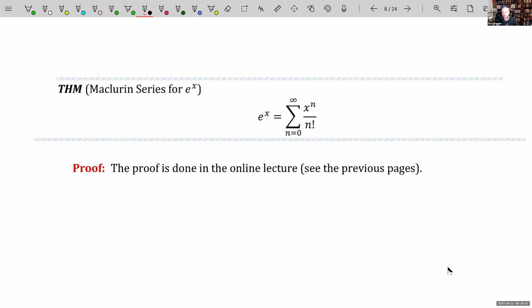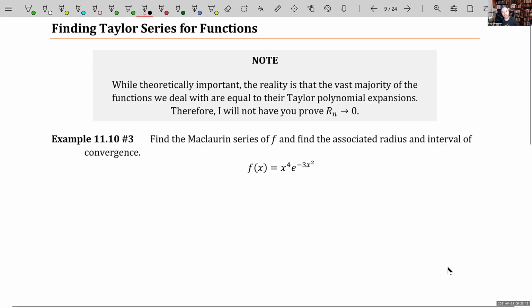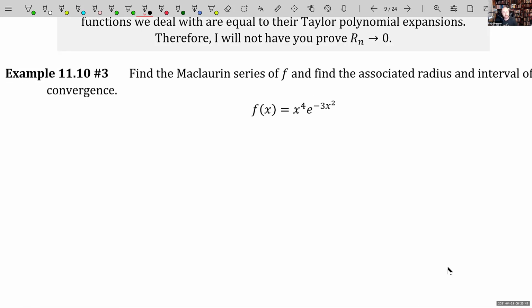It has never been the case that we held students to knowing the Taylor inequality or the Taylor remainder, except for one little piece, which we'll talk about a little bit later. So not a biggie. All right. Let's still play with these, because I think it is much more important to play with these than to go into that theory right now. So what's my note here? Well, theoretically important, but the reality is that the vast majority of the functions we deal with are actually equal to their Taylor polynomial expansions. Therefore, I will not have you prove that the remainder tends to zero. That's me officially saying that. So basically, you are allowed to do what I'm about to do now.